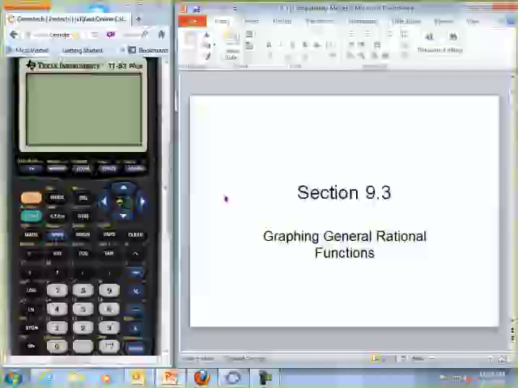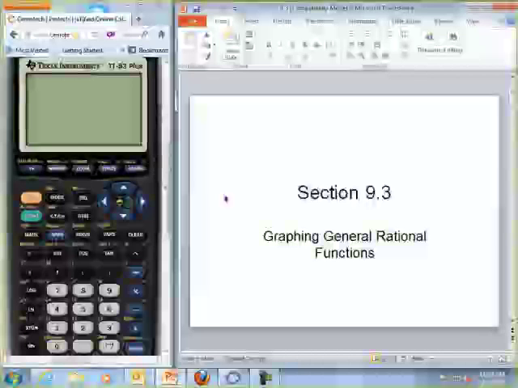Today in lesson 9.3, we're going to talk about graphing general rational functions. The title of yesterday's was graphing simple rational functions, and simple doesn't mean easy, so don't be like, oh, that was supposed to be the easy part. Simple doesn't mean easy, it just means that yesterday we only had a first power of x in the equation, and today we can have higher powers of x's. So we might see x squareds or x cubes in our equations today.